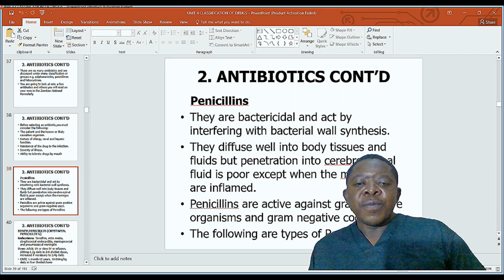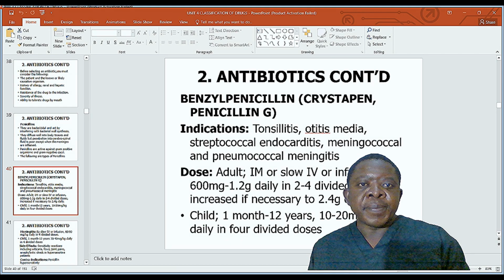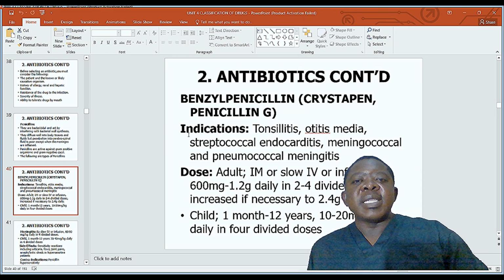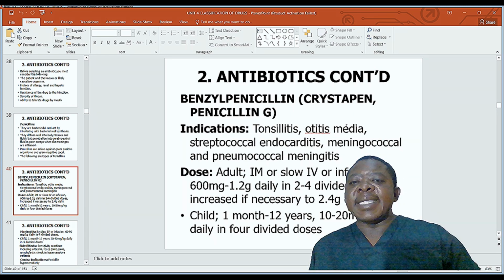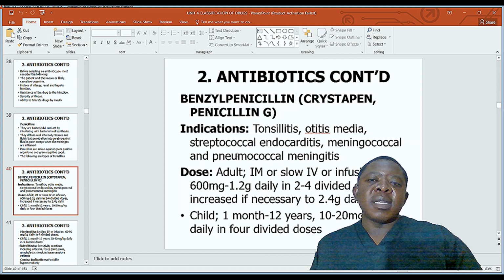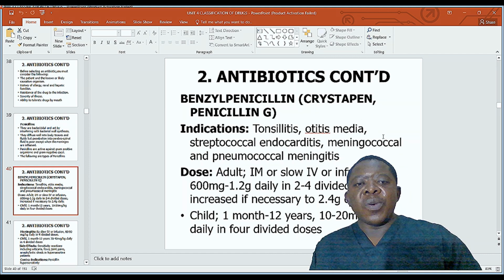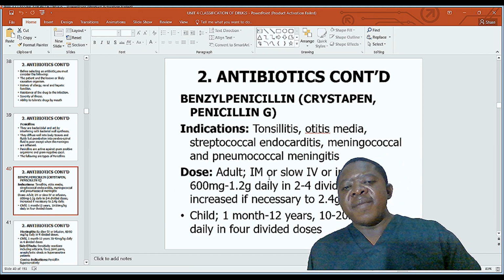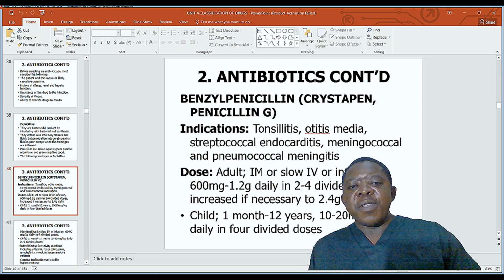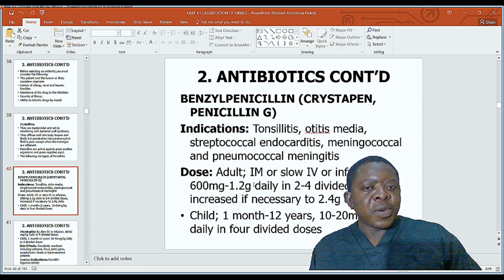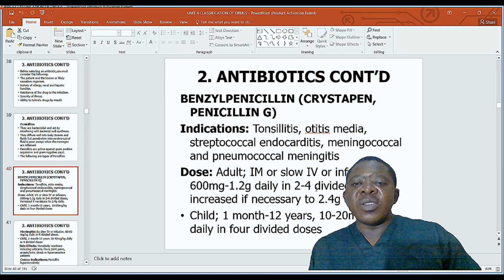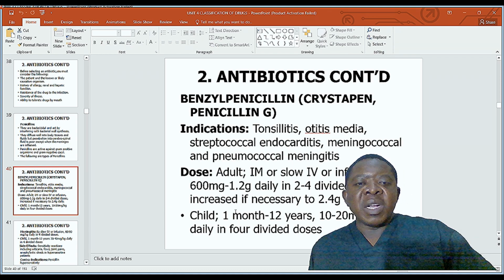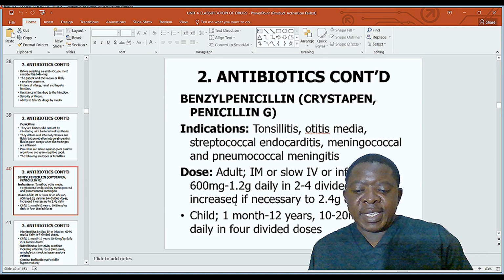The following are types of penicillins. We have benzyl penicillin or Cristapen or penicillin G. Indication is given in tonsillitis, otitis media, streptococcal endocarditis, meningococcal, and pneumococcal meningitis. The doses you can give intramuscularly or IV for infusion, 600 milligrams to 1.2 grams daily in 2 to 4 divided doses. Of course, all these drugs we give according to the order by the physician.